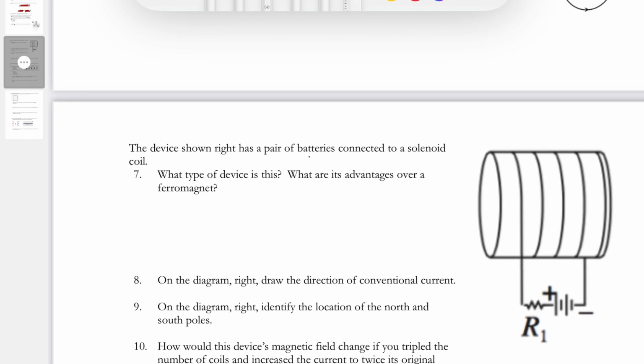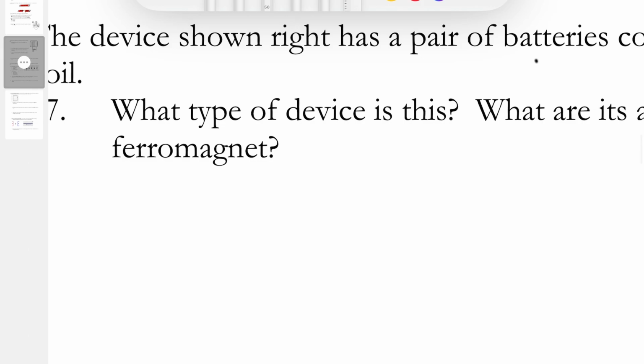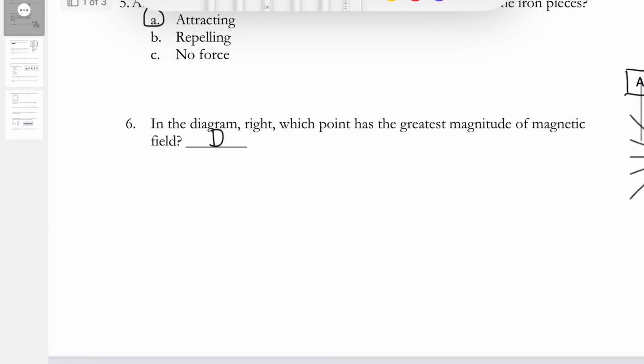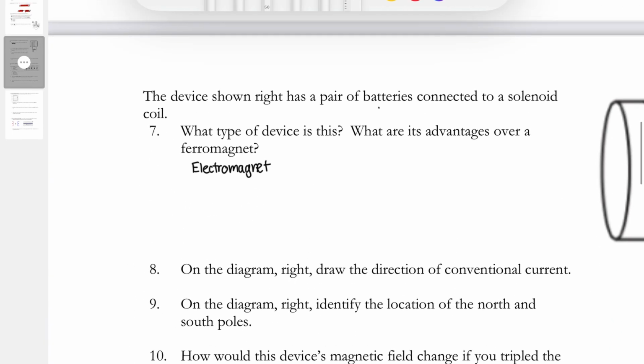This is a picture of a battery. It's actually two batteries connected to a solenoid. This is an example of an electromagnet. If you want to be specific, it's a solenoid electromagnet. These are better than just a general ferromagnet like on page 1, because a general ferromagnet is not adjustable. An electromagnet is. I could make the field stronger or weaker. I could make the field switch directions. I could even turn the field off entirely.